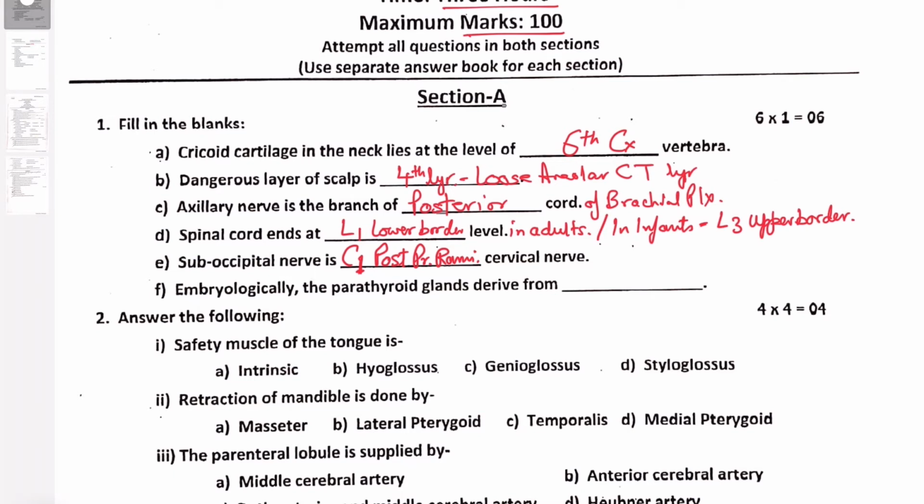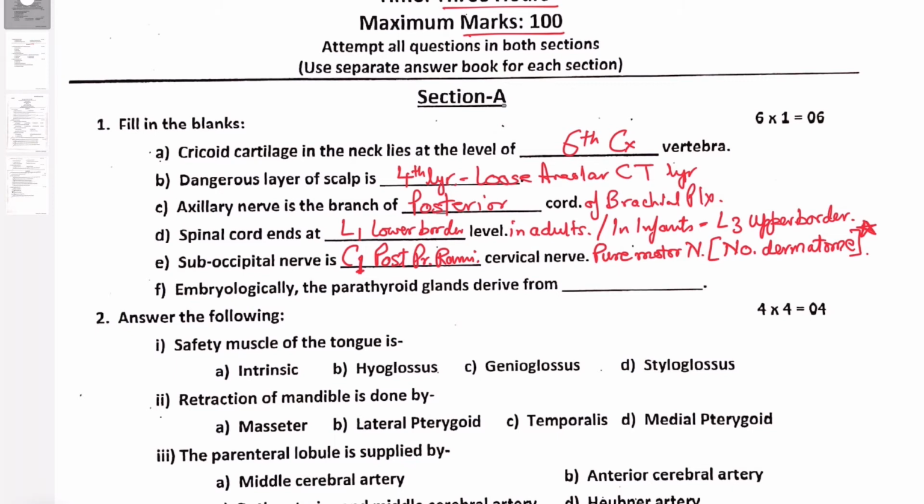Important point about it is that it is a pure motor nerve. No cutaneous branch is given out from C1. So there is no dermatome. There is no C1 dermatome in human body. Very important point. Mind it. It might be asked in some other exam.